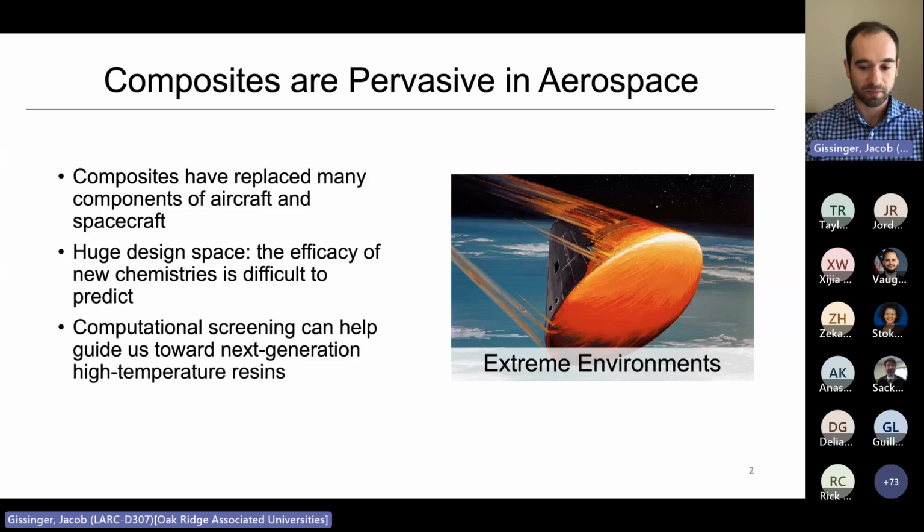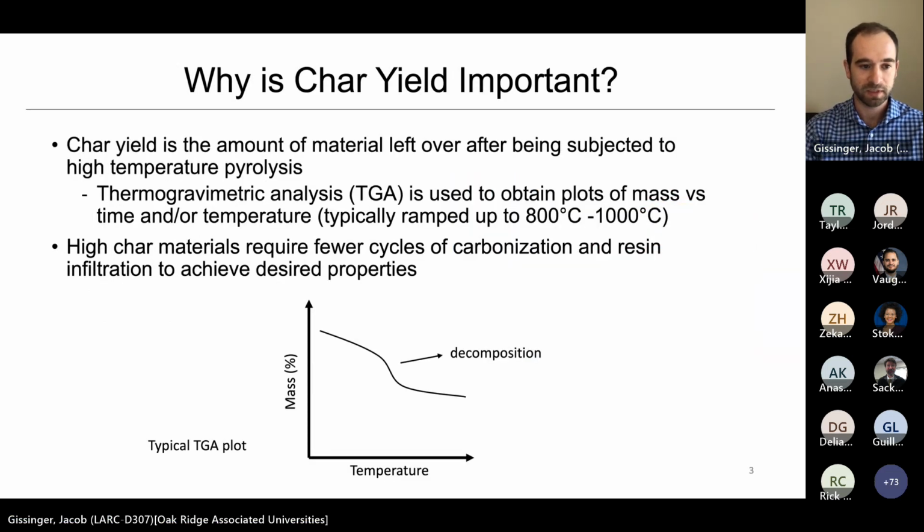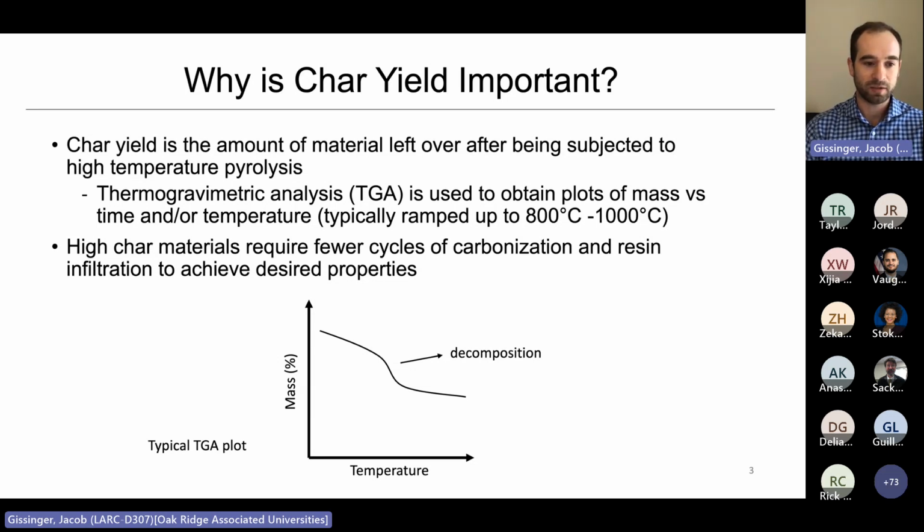I don't work on large-scale ablation models. I work on the atomistic scale, but there's something to keep in mind as we now delve into much lower length scales. So first of all, what is char yield and why is it important? Char yield is simply the amount of material that's left over after you subject it to extremely high temperatures. So in experiment, this is measured by a technique called thermogravimetric analysis, or TGA. And this is a way to simultaneously weigh the material and subject it to extremely high temperatures. So the result is something like this graph, this plot that you see down here, where you see a mass loss as volatile gases are being vaporized and removed from the material.